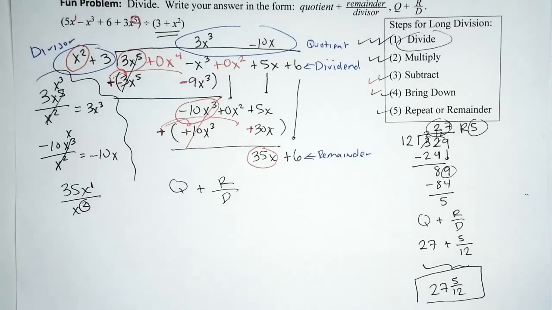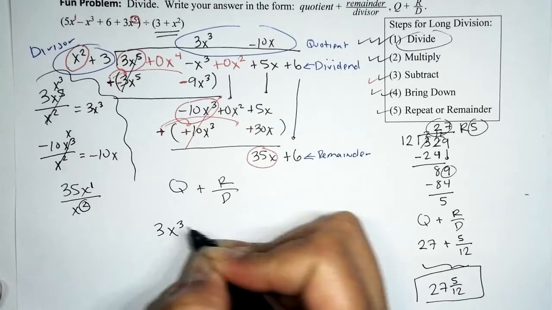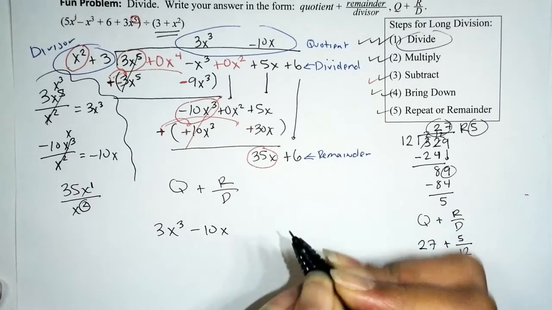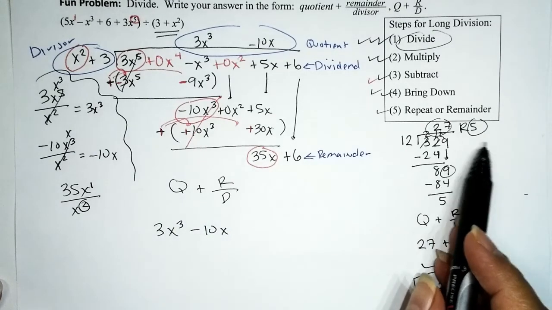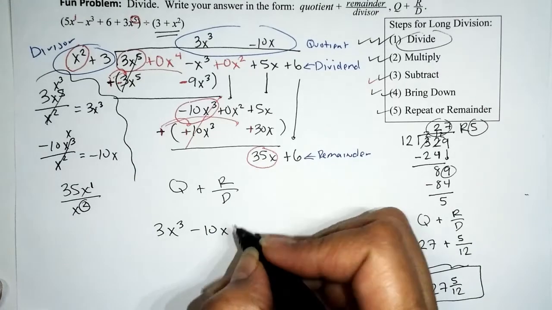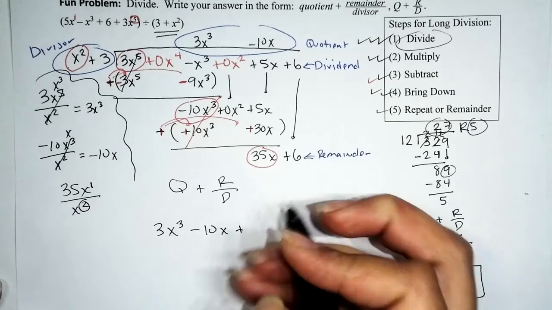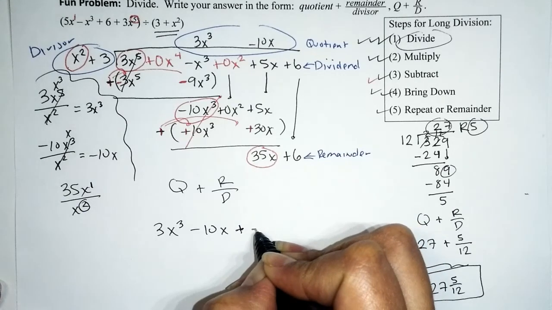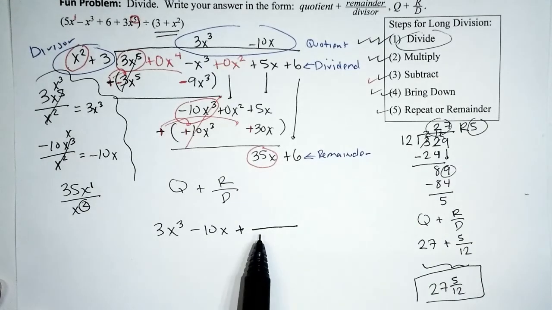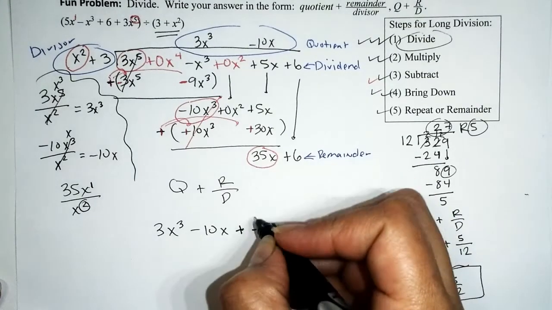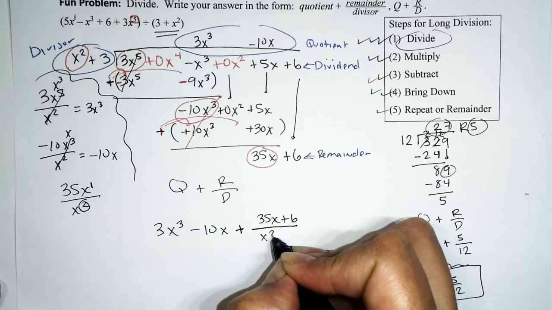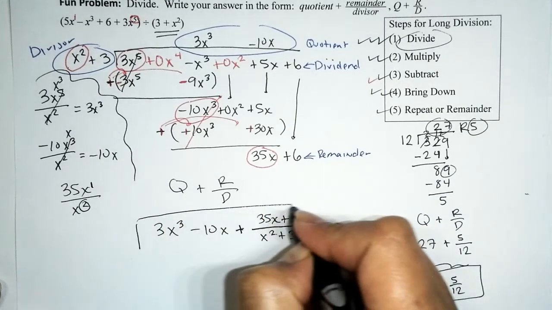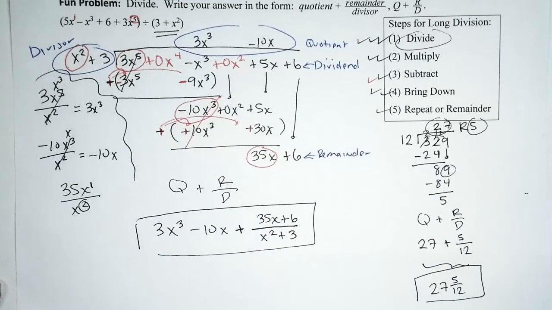The quotient is 3x cubed minus 10x. And then we want to add the remainder in fraction form, because we are way too cool to write uppercase R remainder. So plus the remainder in fraction form. It would be nice if you had the plus sign centered about the fraction bar. The only way I can do that is if I put the fraction bar first. The numerator, the remainder, is 35x plus 6. And the divisor is x squared plus 3. That's our answer. But for fake extra credit, we're going to check our answer.